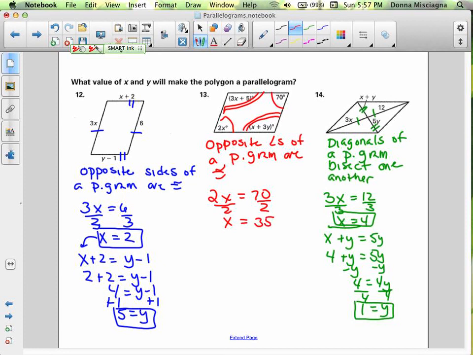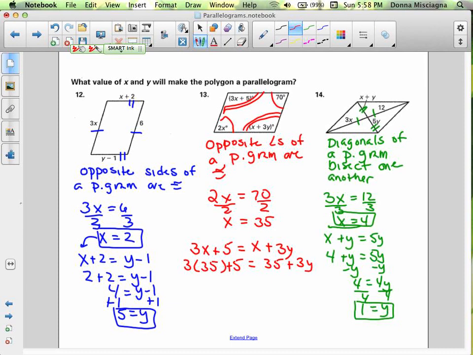Now that we know x is 35, we can set the other two angles congruent to one another, because both pairs of opposite angles in a parallelogram are always congruent. And now this would be too many variables to solve, except we already know what x is. X is 35. So we can replace the x with 35. So 3 times 35 plus 5 equals 35 plus 3y.